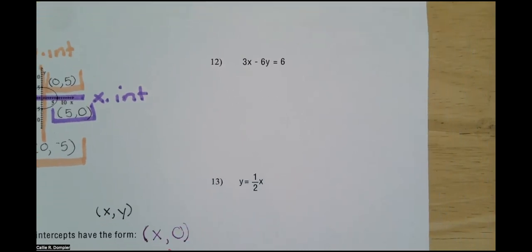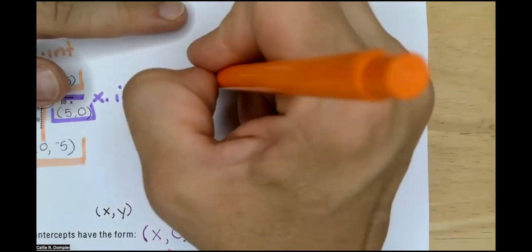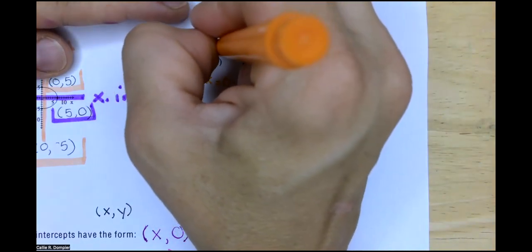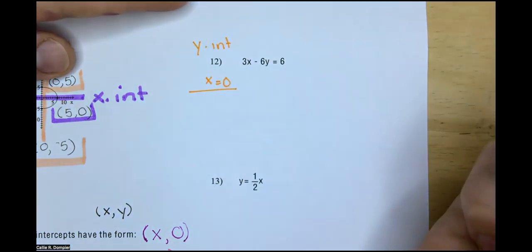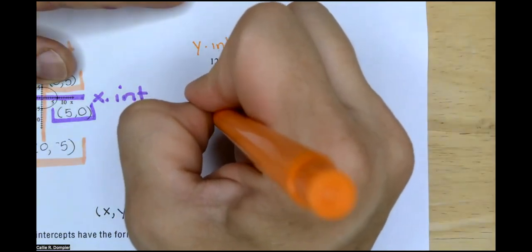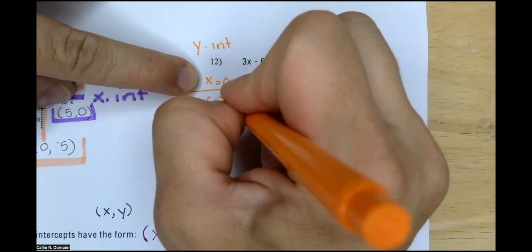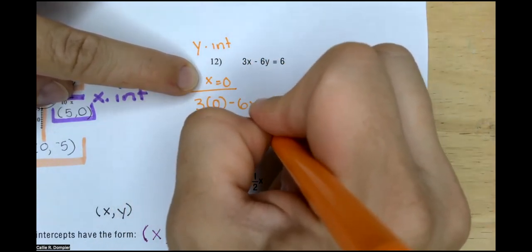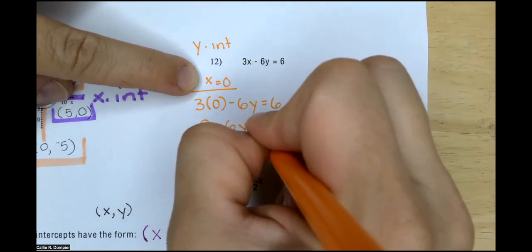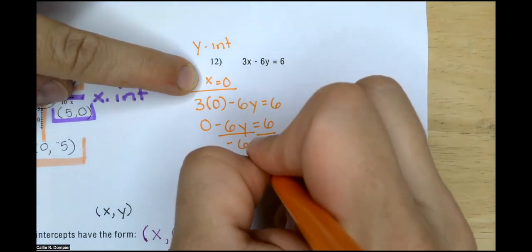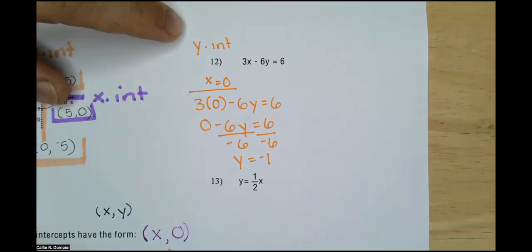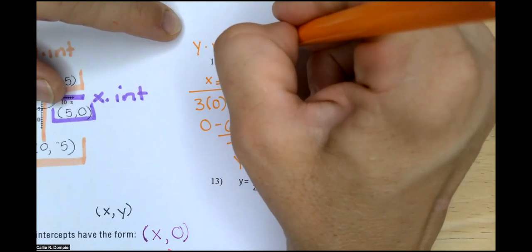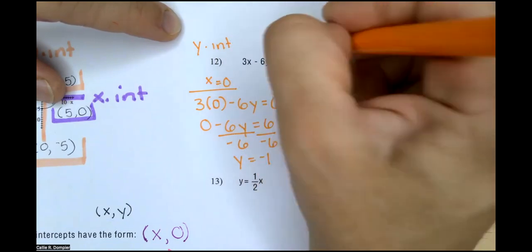Number 12 is 3x minus 6y equals 6. X equals 0 to find my y-intercept. Good. 3 times 0, because my x is 0, minus 6y equals 6. 0 minus 6y equals 6. Divide by negative 6, divide by negative 6, y equals negative 1. So that becomes the point 0, negative 1.